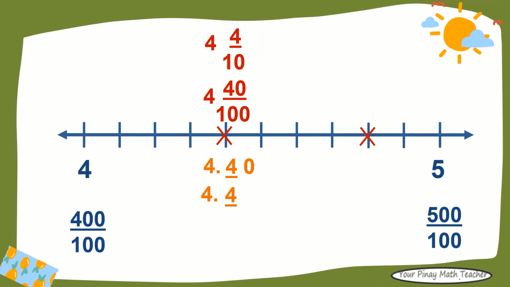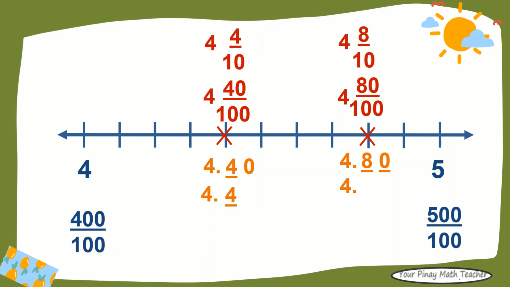How about this? So this is 4 and 80 over 100, or 4.80. Writing the mixed number in tenths, this is only 4 and 8 tenths, or 4.8. But again, the two mixed numbers are equal, and the two decimals are equal.